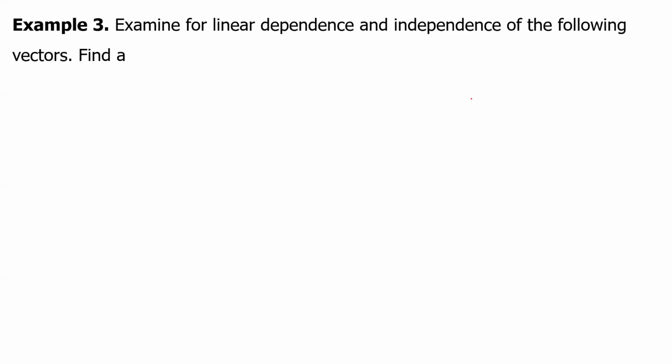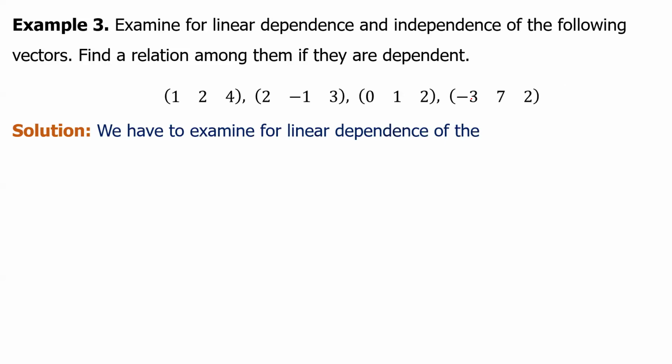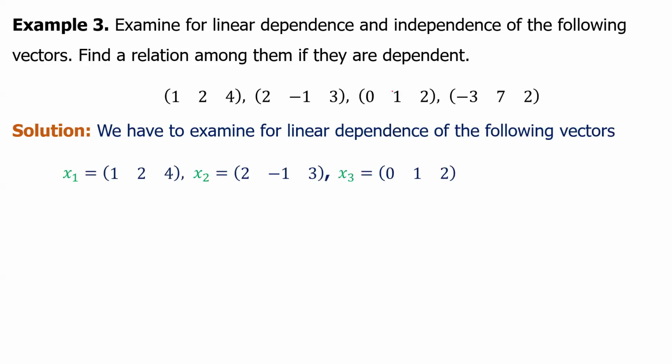Let us take one more example on linearly dependent and independent vectors. We have to examine the linear dependence and independence of the following four vectors: x1 equal to 1, 2, 4; x2 is equal to 2, minus 1, 3; x3 is equal to 0, 1, 2; x4 is equal to minus 3, 7, 2.